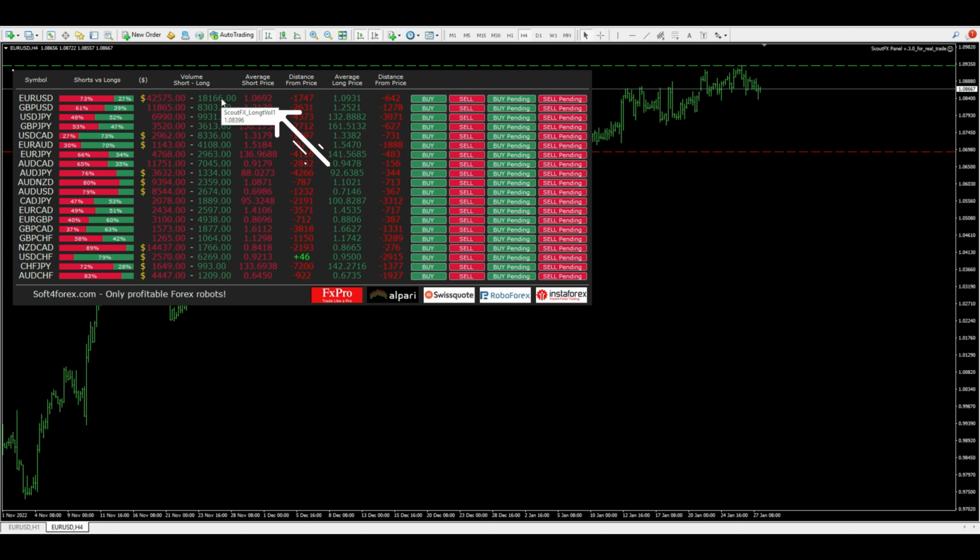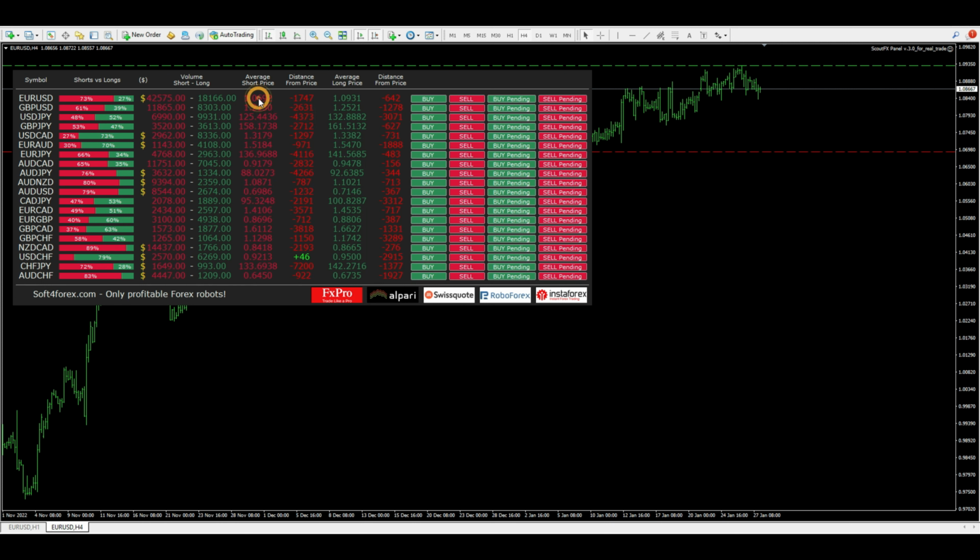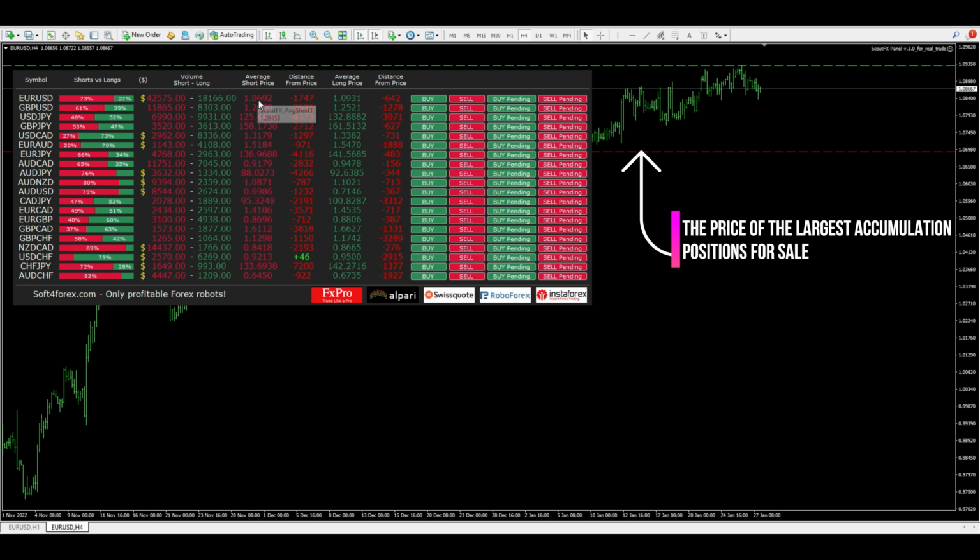Next, we see the price of the largest accumulation of sell positions. Since we are going to follow the majority, we will sell the euro to US dollar pair, and this price is our profit target for the open position. Also, the price of the largest accumulation of sell positions is indicated on the chart by a horizontal red dotted line.